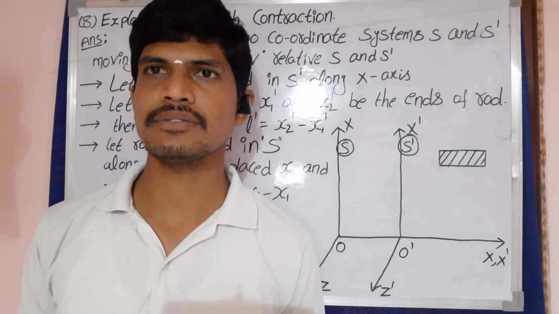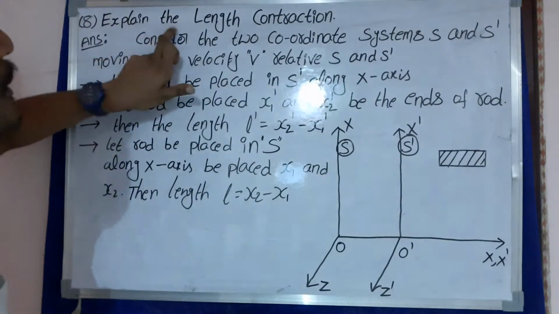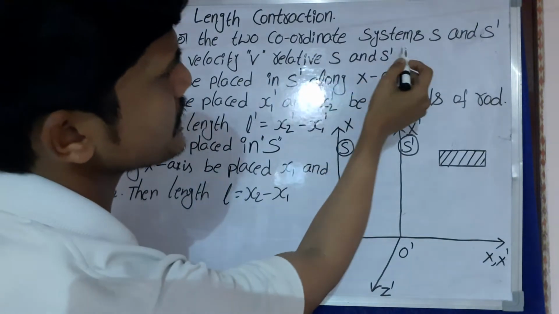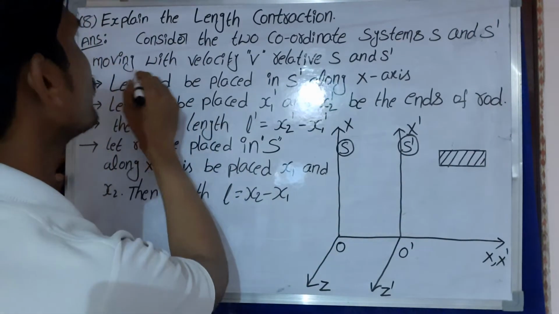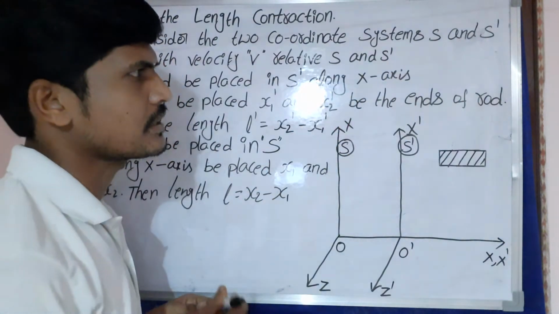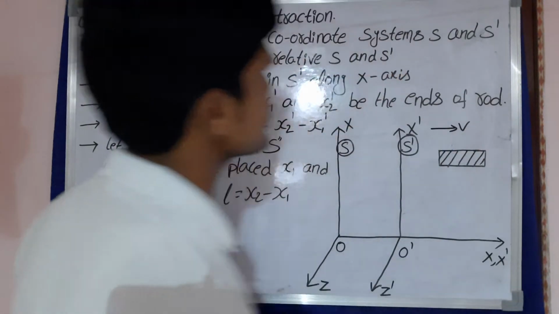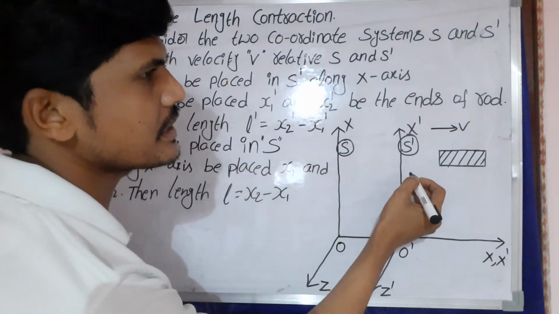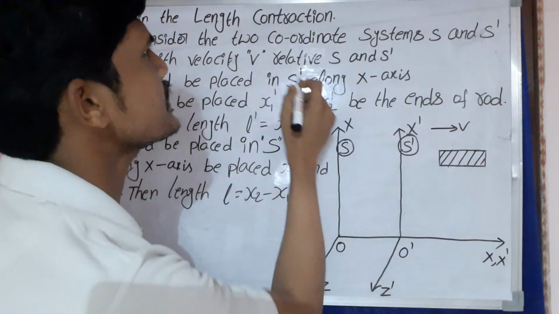Today my topic is first semester physics, unit 3, relativistic mechanics, subtopic: explain the length contraction. Consider the two coordinate systems S and S dash. S dash is moving with velocity v relative to S. Relative means that if either one is in motion, the motion is relative.